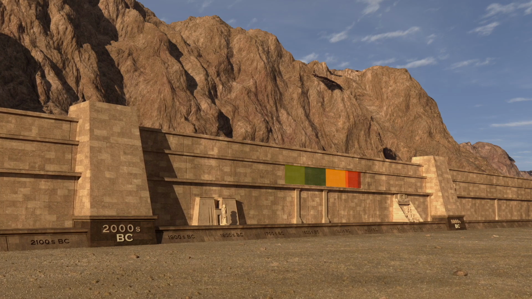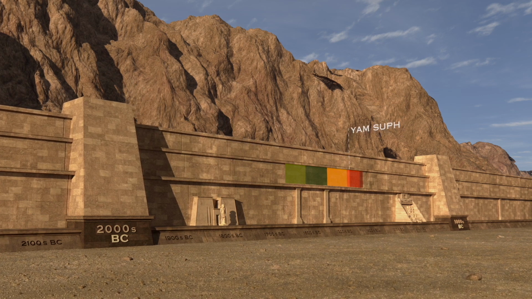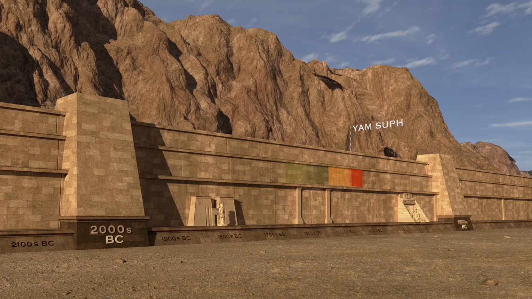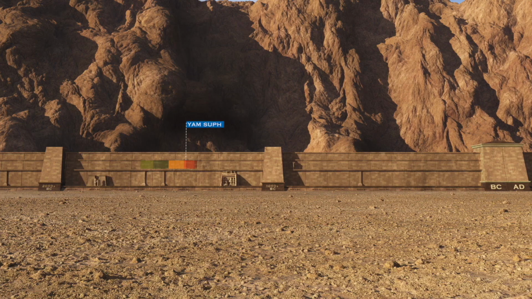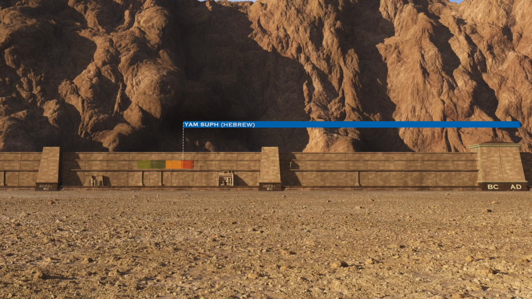This highlights the fact that there are three main terms used for the Sea of the Exodus that have developed over the centuries. Placing them on the wall of time, I could see that first came the Hebrew word Yam Suph. It shows up in the book of Exodus around 1450 BC, and it has always been called Yam Suph in Hebrew to this day.